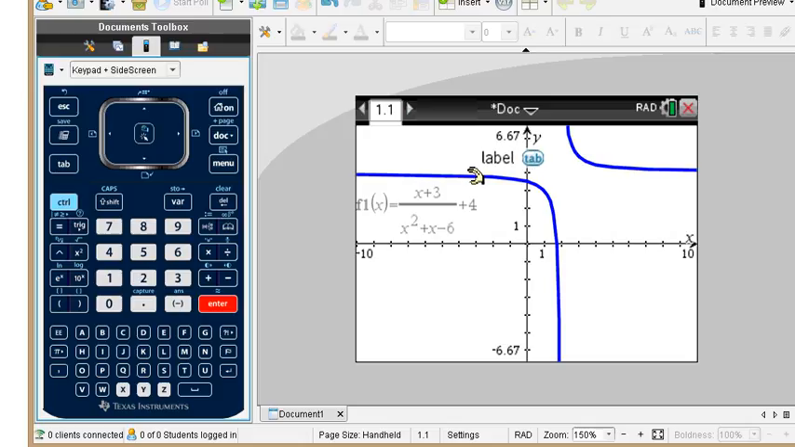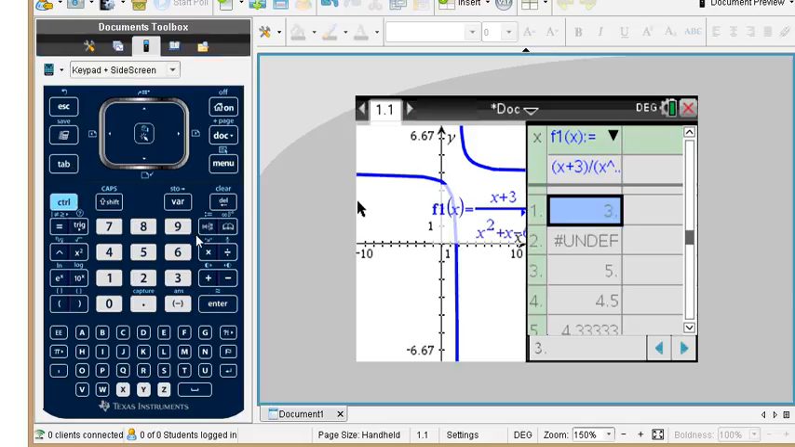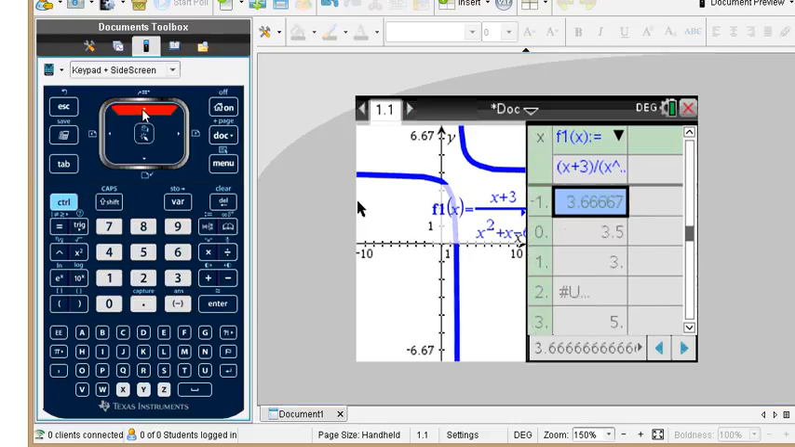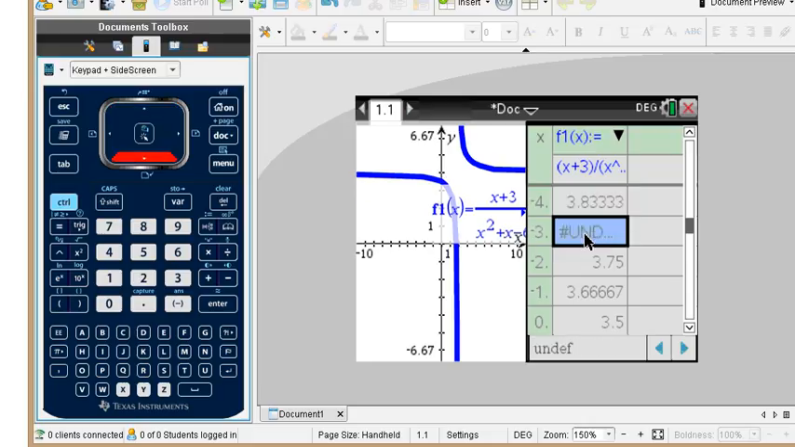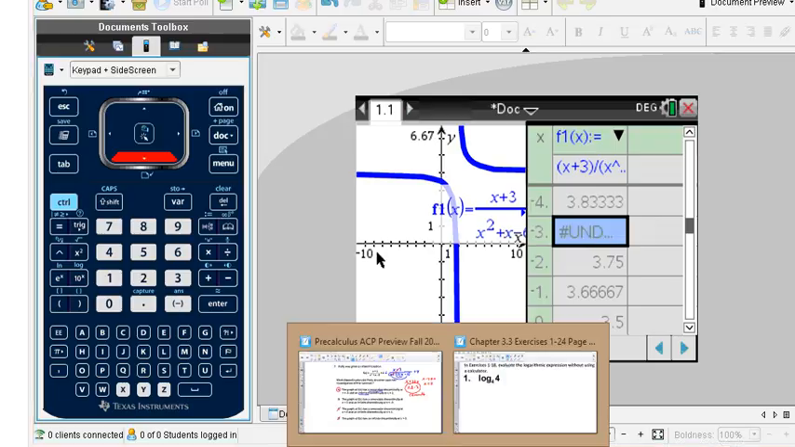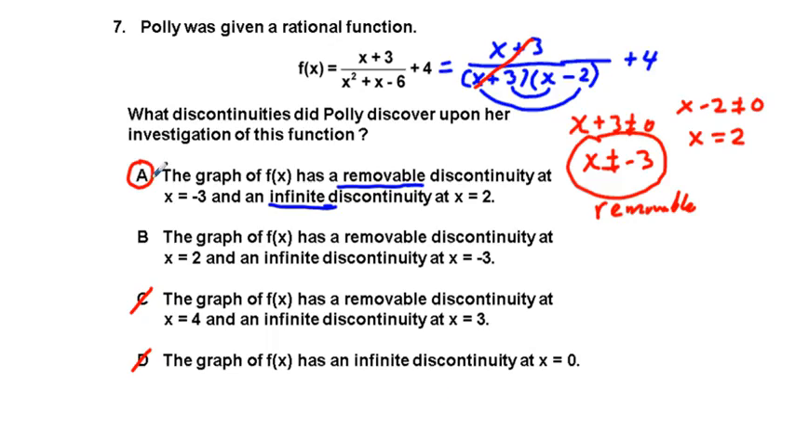We do not see the discontinuity at x equals negative 3 because it's removable, and we can verify that if we go to Control T to get our table view. We can see at x equals negative 3 our output value is undefined. So since the discontinuity is there, we cannot see it. This is an example of a removable discontinuity, a point discontinuity, or a hole. So that verifies answer choice A.